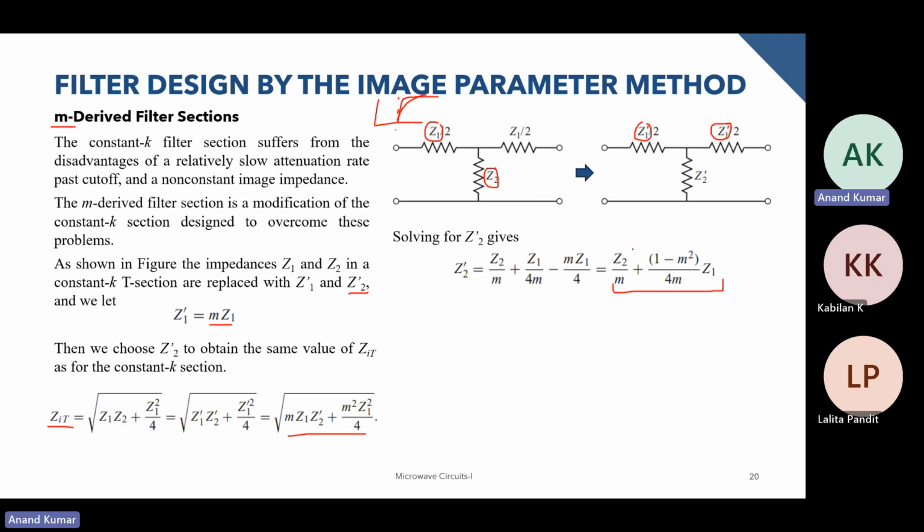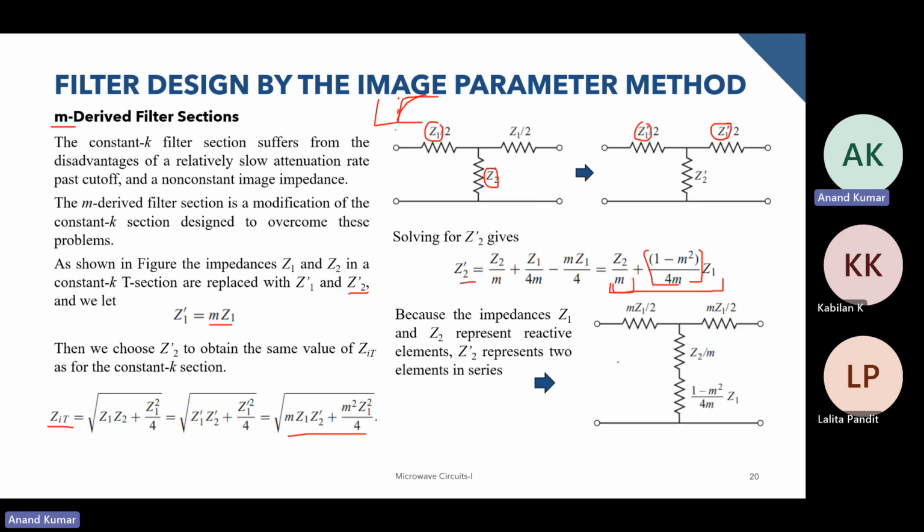So this Z2 dash has two terms, Z2 and Z1 with some coefficients in terms of this M value. So we can represent this Z2 dash as a combination of two elements. When we substitute the values for Z1 dash and Z2 dash, Z1 dash becomes MZ1 by 2 and MZ1 by 2 over here. And Z2 dash becomes the first term Z2 by M, and the second term (1 minus M square) by 4M Z1.